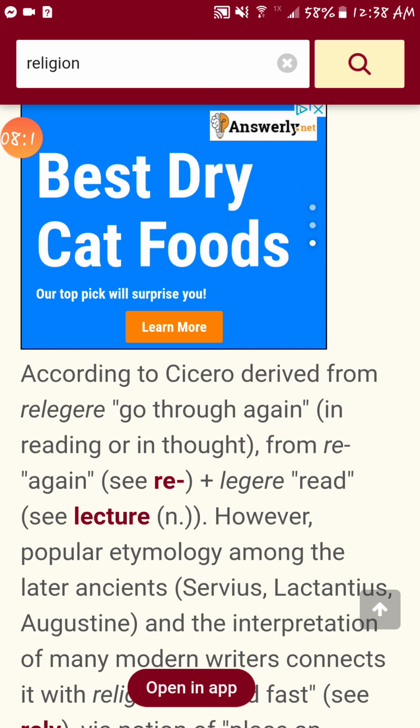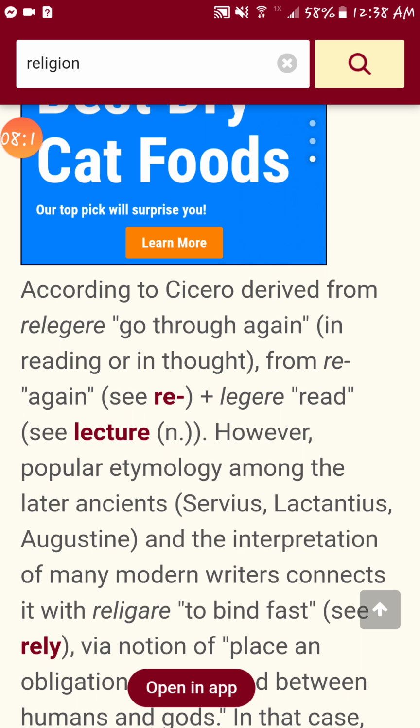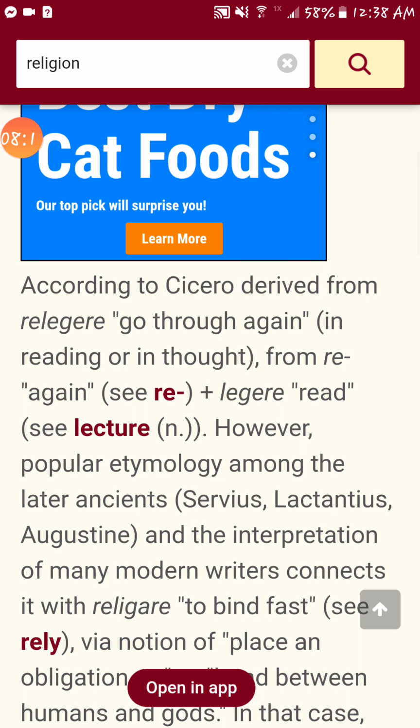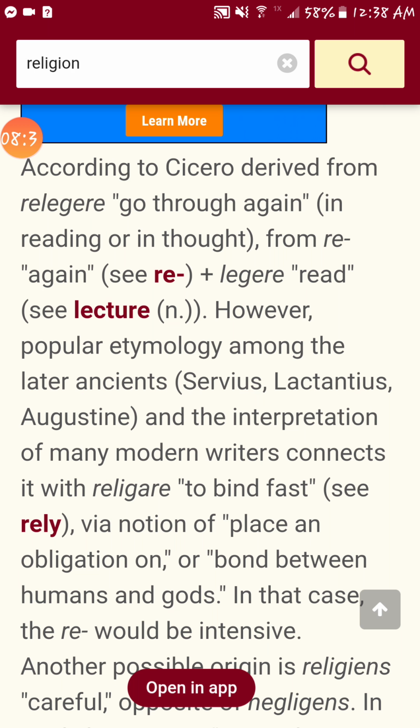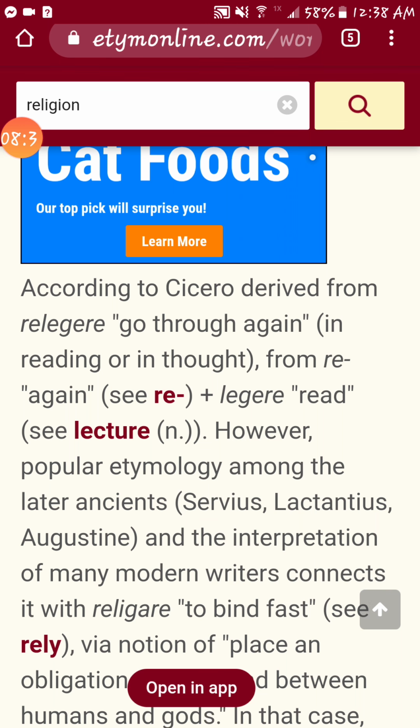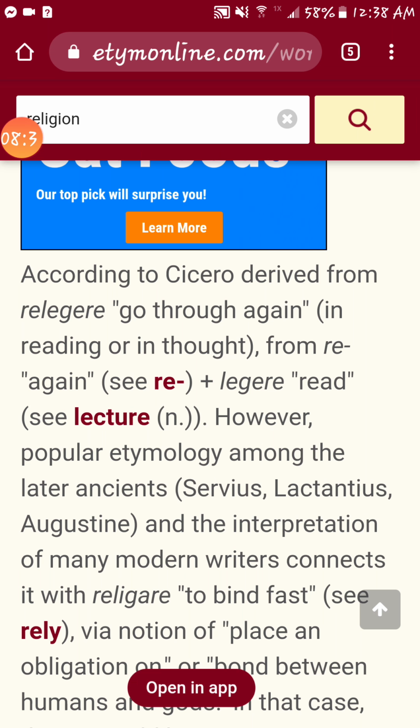Okay, this is where things get a little juicy. This is where I'm going to bring in how it's really going to apply. According to Cicero, it's derived from religere, go through again, in reading or in thought, from re, again, and legere, read, see lecture. Right? So religion also means re, the re part in religion, again, and legere, to read, is to read again.